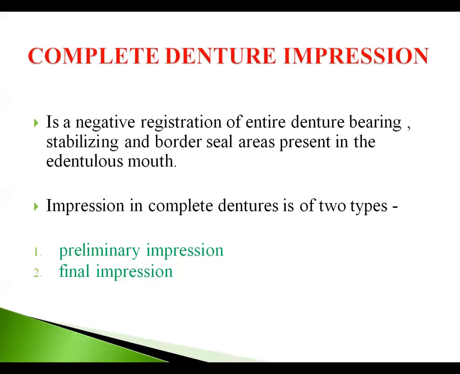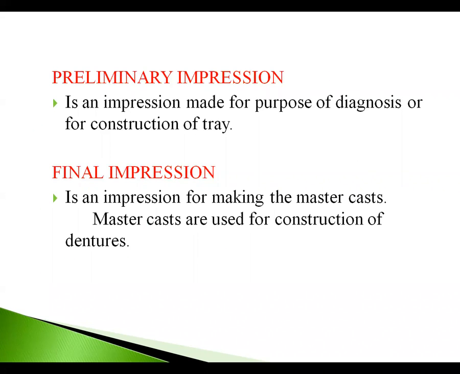The impression in complete denture is of two types mainly: primary impression, which is also known as the preliminary impression, and final impression. The preliminary impression is an impression made for the purpose of diagnosis or for construction of a tray. Final impression is an impression for making the master cast. Master casts are used for the construction of the denture.